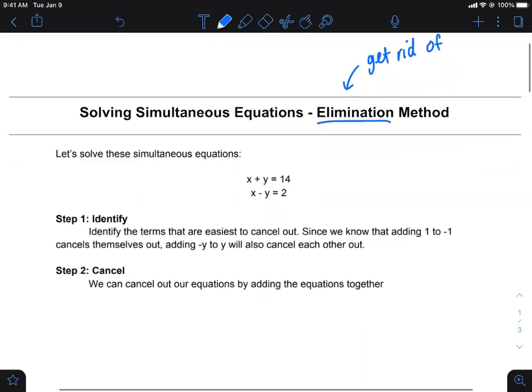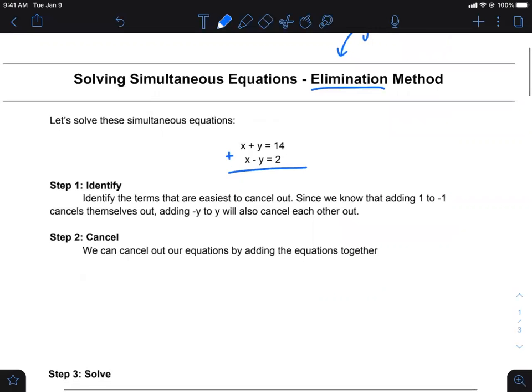So we're looking at these two first equations. All right, so step 1 says identify the terms that are easiest to cancel out. Gianna, what do you think, looking at these two? The two y's. Beautiful. Because think about it, if we're going to add these together, just like you did in middle school, well, plus y and minus y, they cancel each other out. So we got no y's left, right?